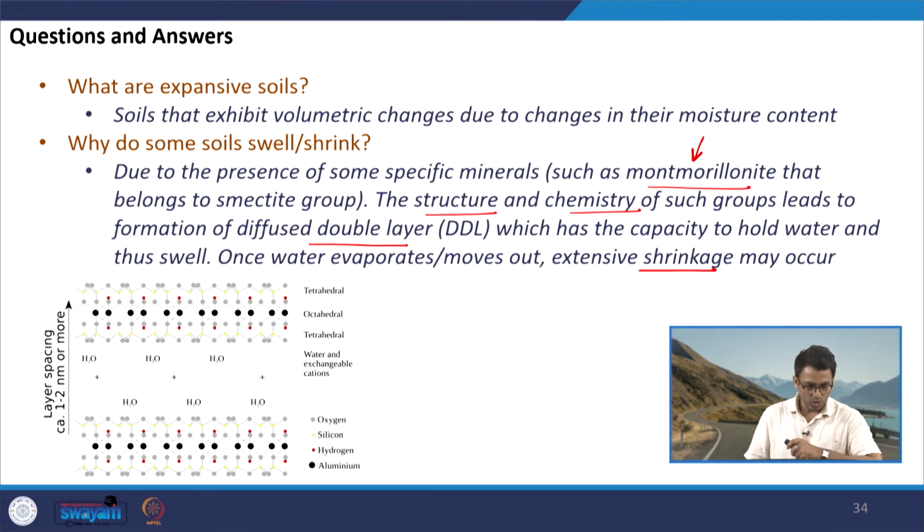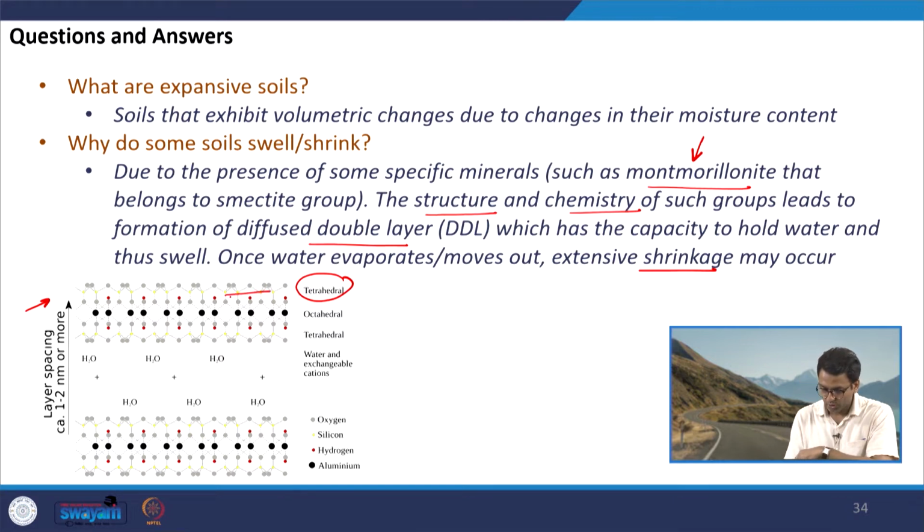Okay. So, this picture which you see here shows a typical structure for the montmorillonite mineral, where you have tetrahedral silicate groups. You can see that these are the silicate groups here, so we have two silicate groups which are tetrahedral, and we have an octahedral aluminate group which is sandwiched between these two tetrahedral silicate groups.